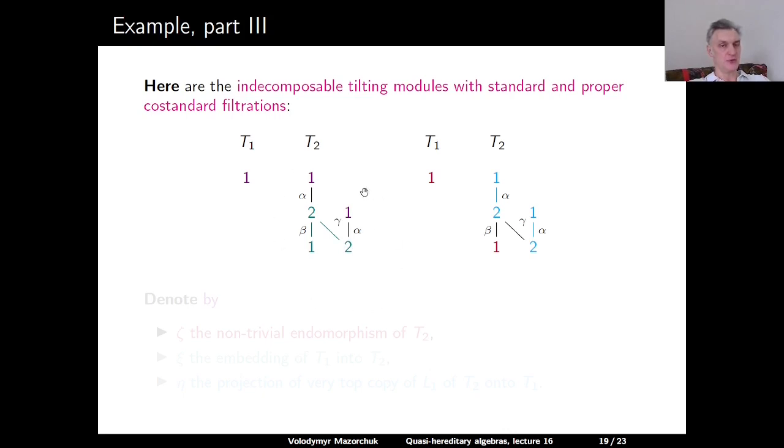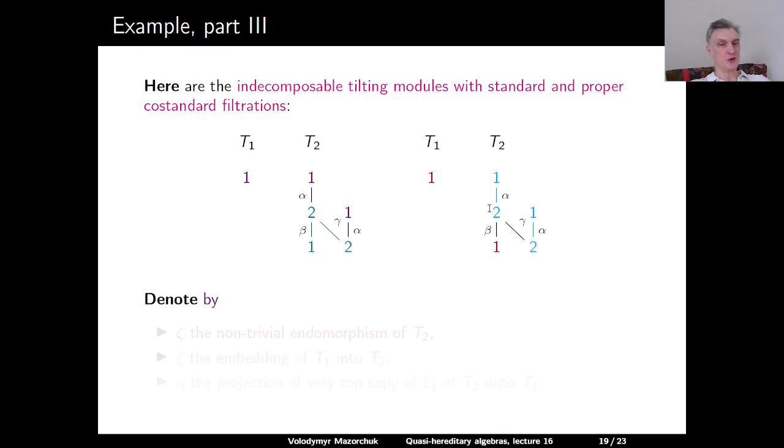And we get this module, which as we can see has a standard filtration, so that's a delta 2 inside, and the quotient has two 1s. And this module now has a proper costandard filtration. We have 2 1 here, 2 1 here, and 1 here as a submodule. So these are our tilting modules.